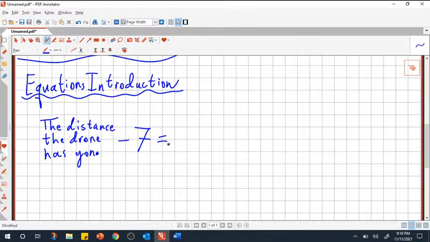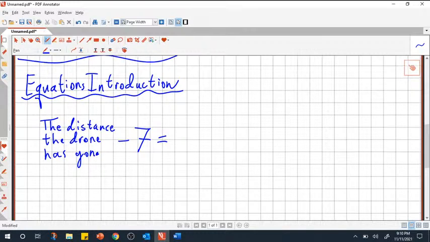And we can actually use an Al-Khwarizmi style equation to show that. So instead of just leaving it as the distance the drone has gone minus 7, we're actually going to say that the distance the drone has gone minus 7 is equal to the distance the eagle has gone. Okay, go ahead and write that down. That's the Al-Khwarizmi style equation that keeps track of how far the eagle's gone when I give you the drone.